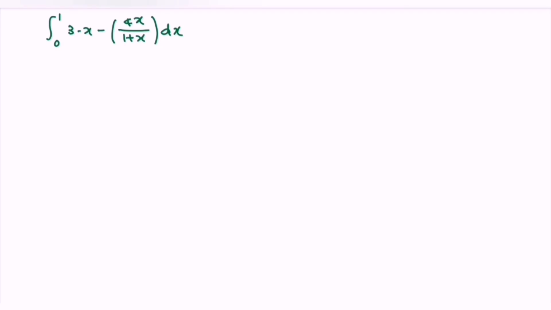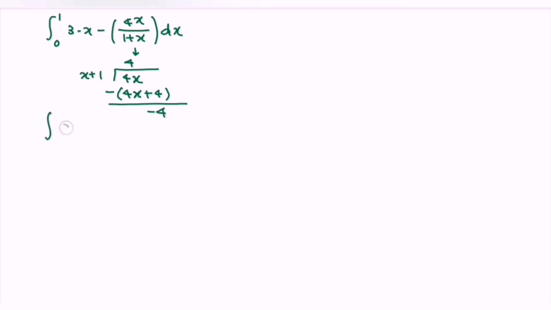Before we start the integration, kindly focus on this part. My suggestion is to simplify the situation. Here we have the long division: 4x divided by x plus 1. We have 4x plus 4, so if we simplify, we have negative 4. Kindly rewrite the situation.